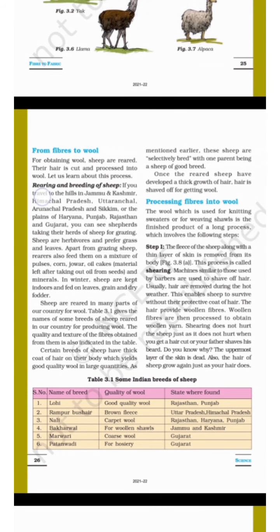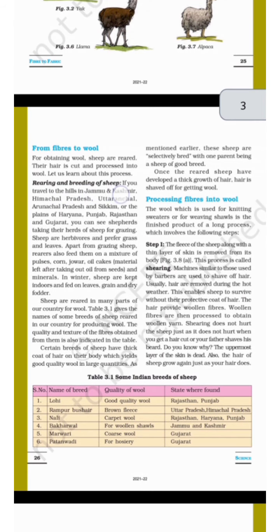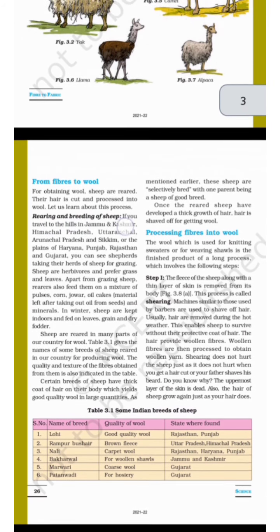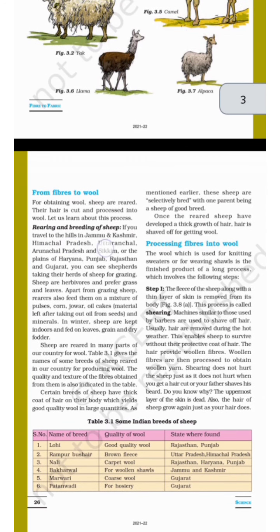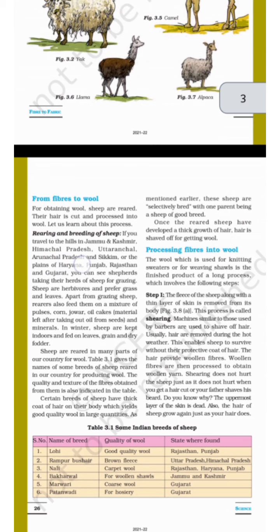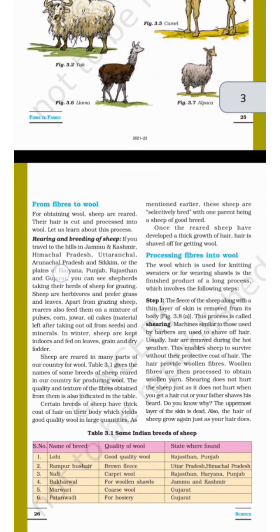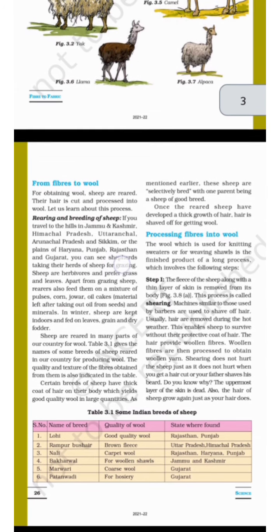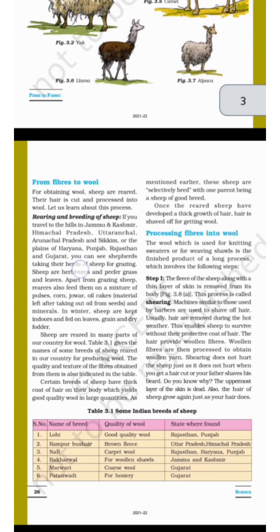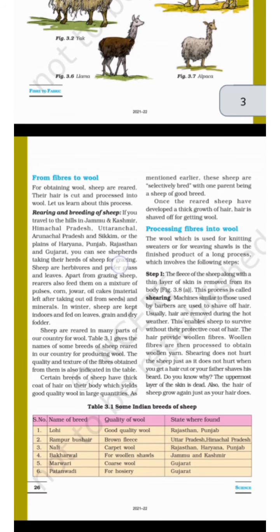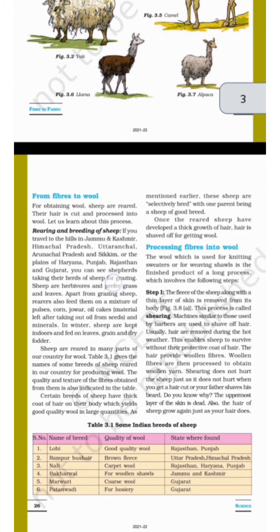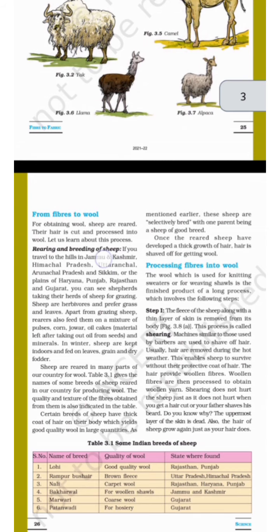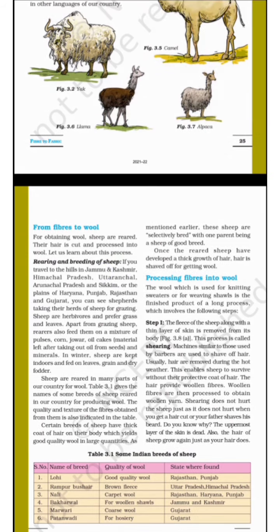Rearing and breeding of sheep. If you travel to the hills of Jammu and Kashmir, Himachal Pradesh, Uttaranchal, Arunachal Pradesh and Sikkim, or the plains of Haryana, Punjab, Rajasthan and Gujarat, you can see shepherds taking their herds of sheep for grazing. Yes, we can see the sheep mostly in these places.